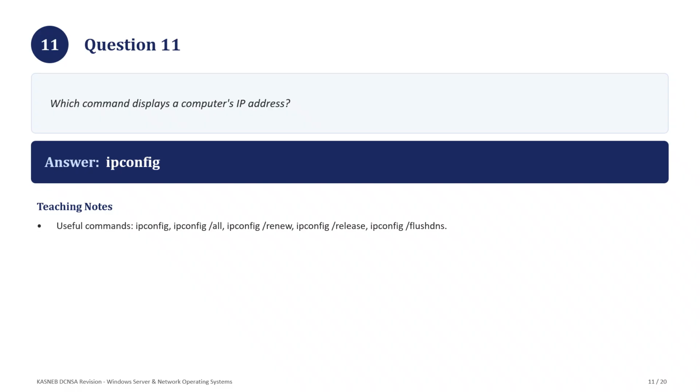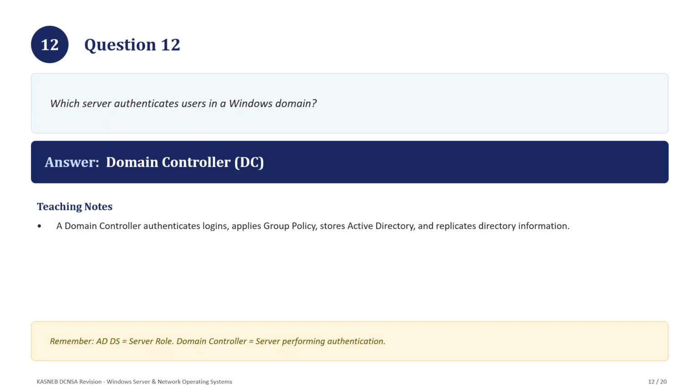Question 12. Which server authenticates users in a Windows domain? The answer is Domain Controller, abbreviated as DC. A domain controller authenticates logins, applies group policy, stores Active Directory, and replicates directory information. Remember that Active Directory Domain Services is the server role, and the domain controller is the server performing authentication.